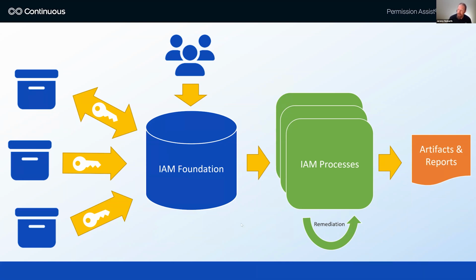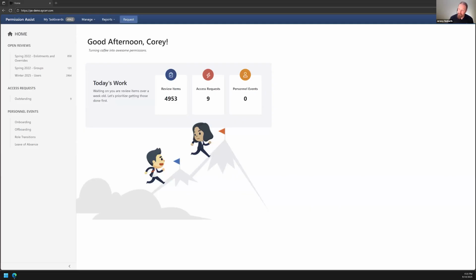Now, after we've gathered all that information, that's really going to be our foundation that we can use to leverage in order to do various different IAM processes. Today, we're really going to just focus in on a review really quickly, and then being able to generate some different artifacts or reports that we can hand over. So let's go into the software.